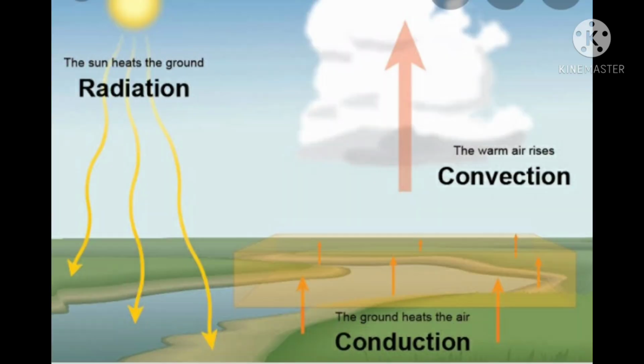This picture gives a clear idea about all these three. The sun heats the ground by the radiation process, and the ground heats the air by the conduction method, and the warm air rises by the convection method. So this is all about conduction, convection and radiation.